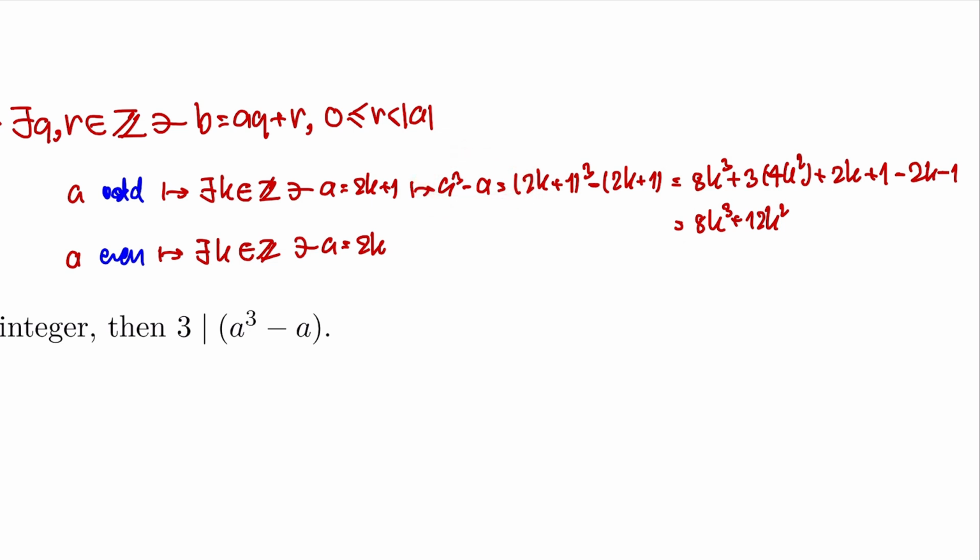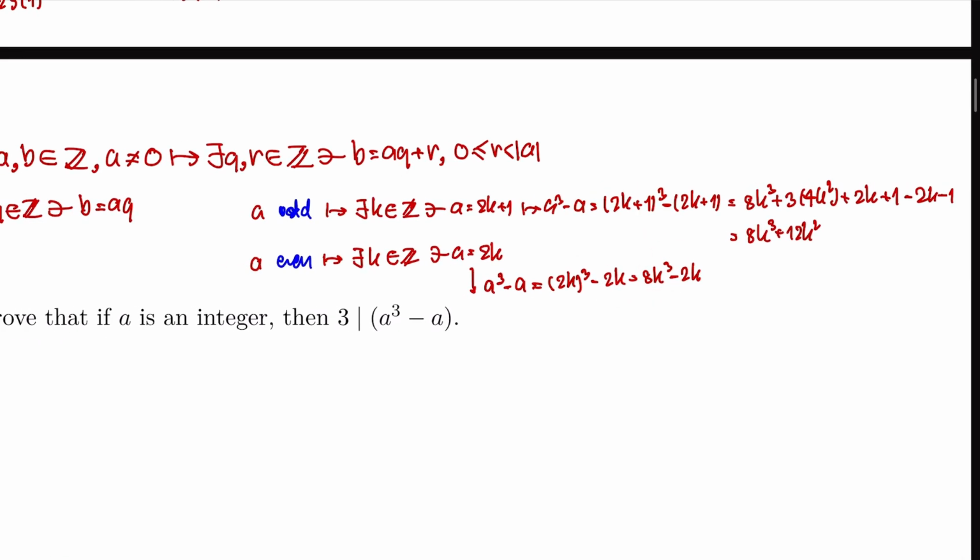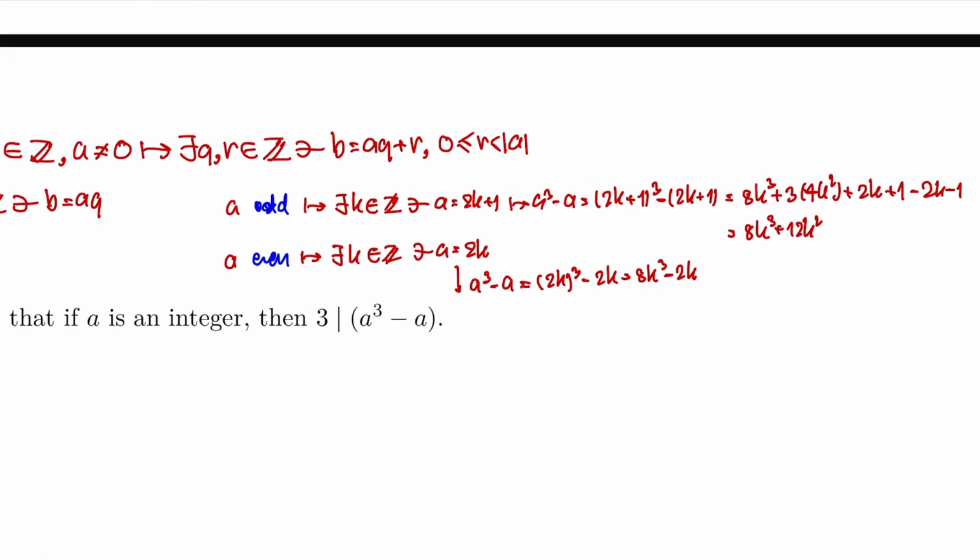Now let's go to another case. When a is 2k, or a is even, what happens to a cubed minus a? It equals (2k) cubed minus 2k. It turns out to be 8k cubed minus 2k, and it is unable to factorize 3 out of this term. So I'm unable to show that a cubed minus a has a factor of 3.